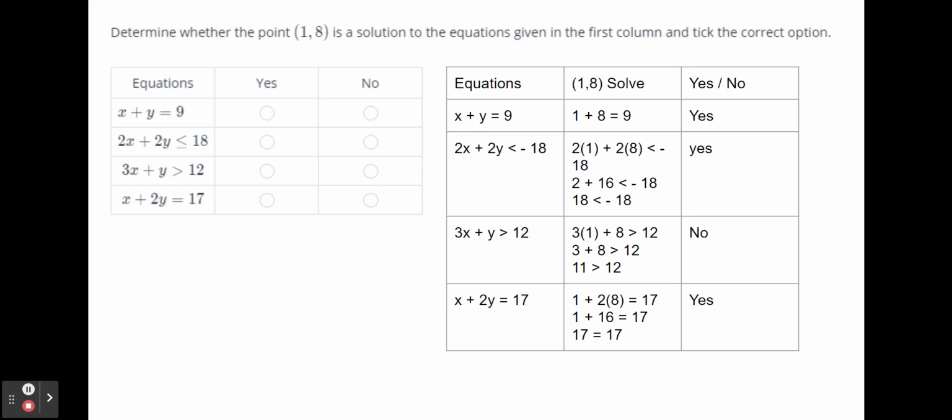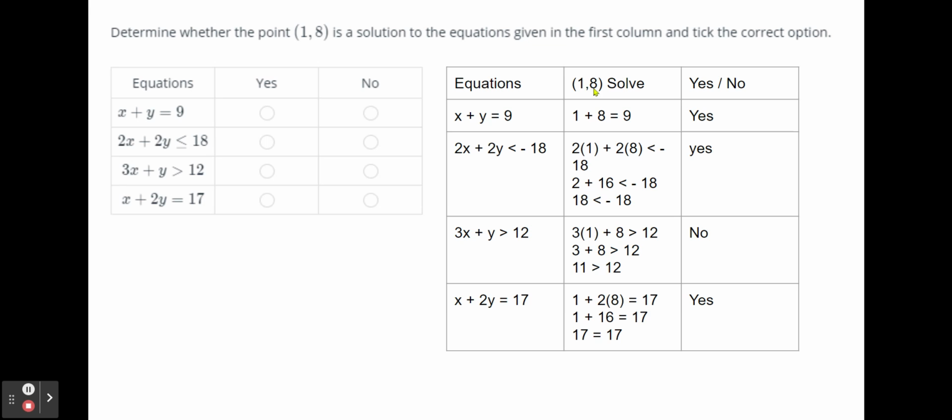Determine whether the point 1,8 is a solution to the equations given in the first column and tick the correct option. If you are given the equations and asked, does the point 1,8 fall within these equations, yes or no? All you have to do is set up a table to solve. Here is each equation. Then we solve.